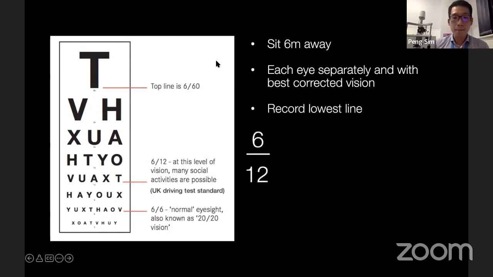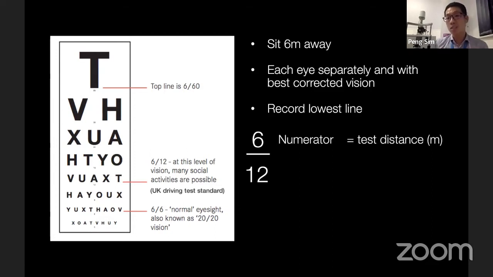And then you get the patient to read from the biggest letter all the way down to the smallest letter, and you record the lowest line that they can read. So in this case, if this patient can read this line, I'm not sure if you can see my mouse hovering around that line there, this line would be, if there's a number there saying 12. So if this patient can read this line, you record it as 6/12. So 6 being the numerator, being the test distance, how far the patient is sitting away from the chart, and 12 being that line that the patient can read.